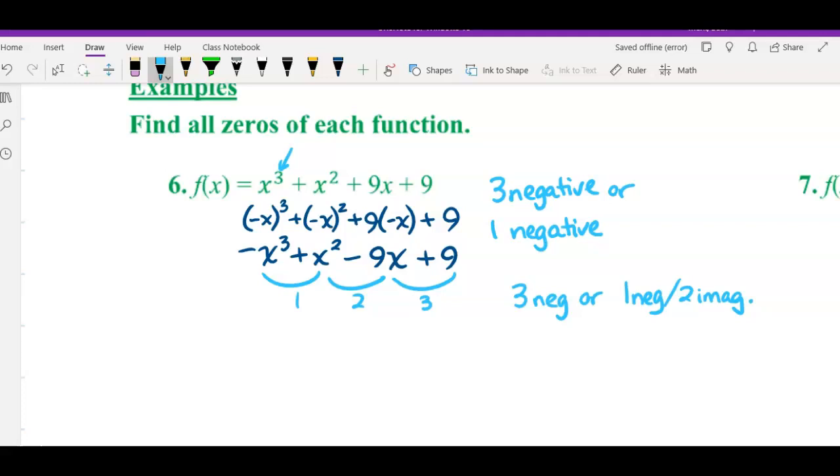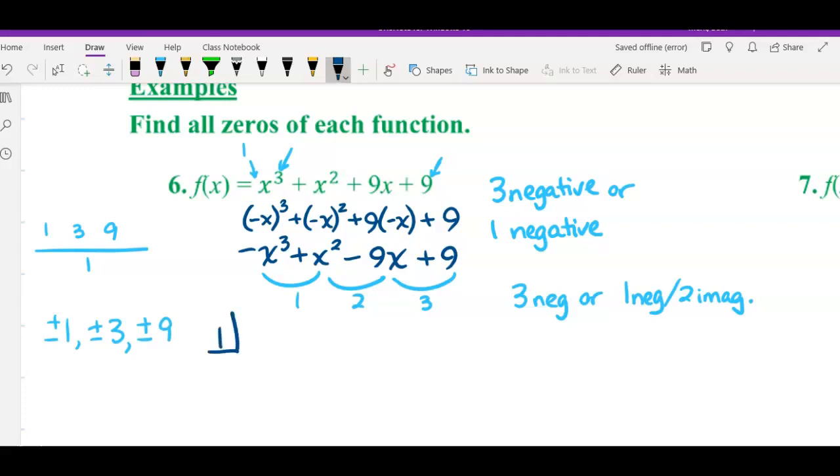So looking at my constant here, it's 9, and my leading coefficient is 1. So I'm taking all the factors of 9, 1, 3, and 9. Those are all numbers that will divide into 9, and I'm dividing by all the factors of 1, which are just 1. And remember, we want the positives or the negatives. So these are all possible numbers I could try in my synthetic division now.